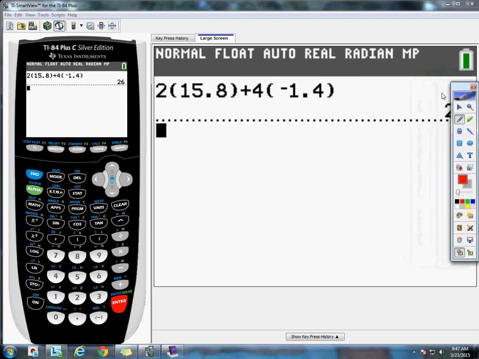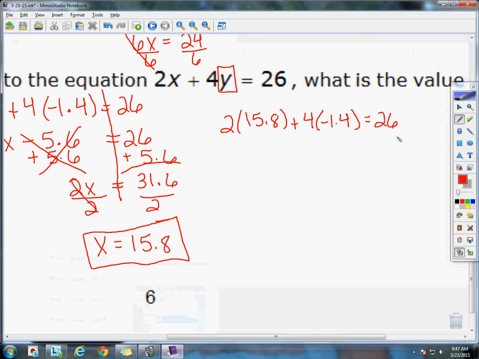Okay, and so when I look over here at my work, it's supposed to come out to 26. So 26 does equal 26. Since that's true, I know my answer here is correct. And if you get a wrong answer, if this does not come out to 26, then you know you did something wrong and can go back and check your work.